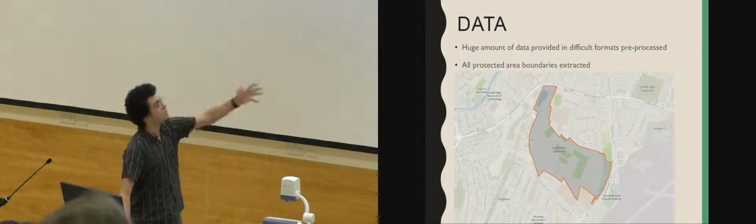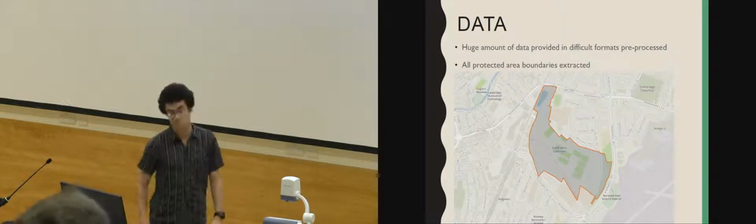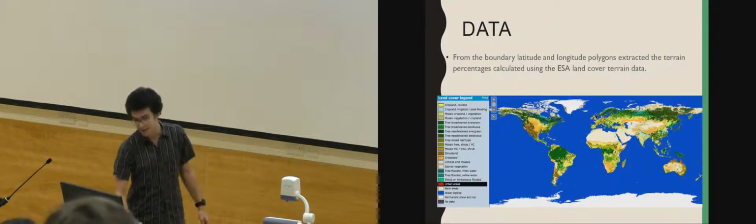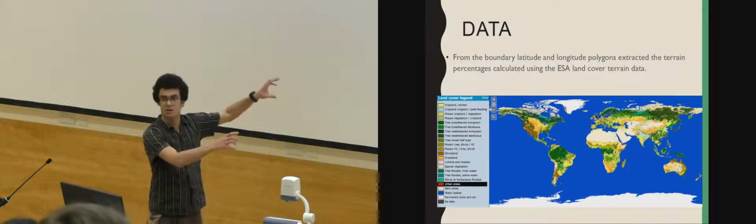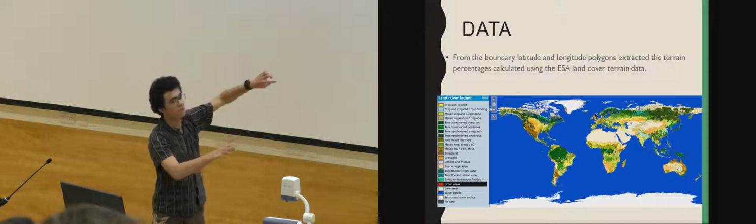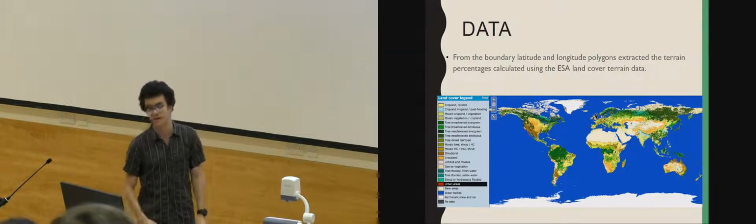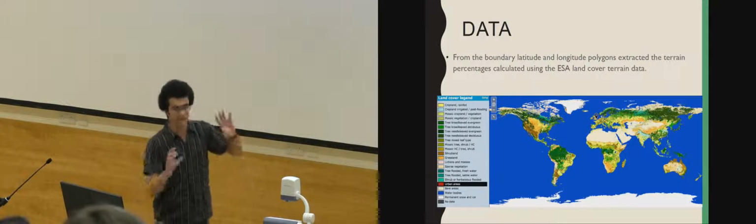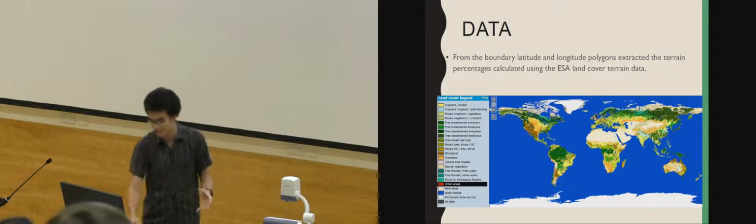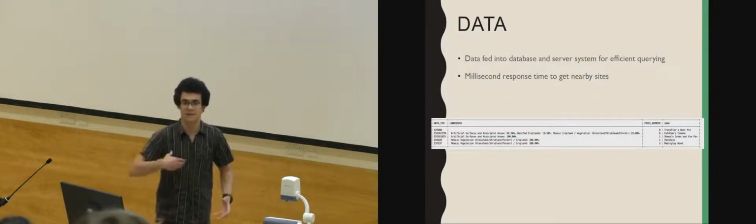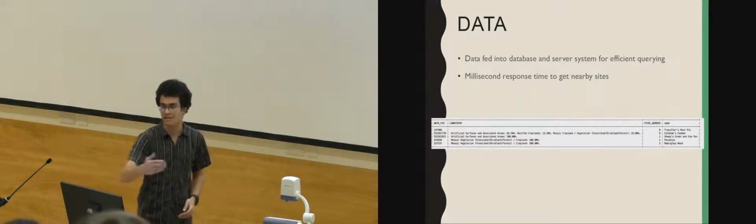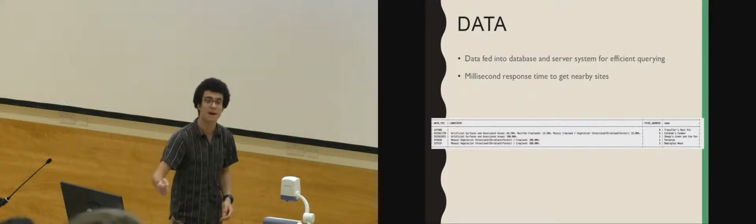So we had polygon data from Protected Planet, as well as data from the European Space Agency that was literally just a 2D pixel map. So we needed to do pixel extraction of that, map projections, and somehow get all of this data together, in a way that whenever the user was requesting data from the server, they were getting it back straight away.